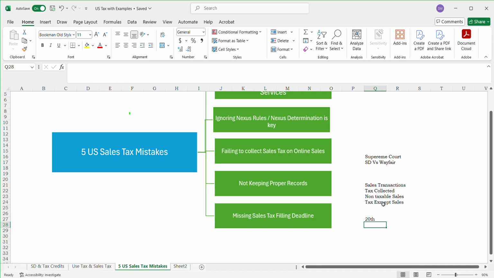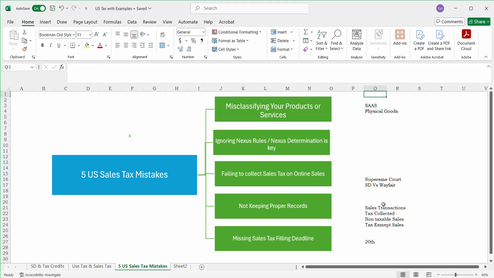These are the five top sales tax mistakes that we should avoid in order to save our money. The first one was misclassifying the products. The second is ignoring the nexus rules. The third is failing to collect the sales tax on online sales and e-commerce platforms. The fourth is not keeping the proper records, and the fifth is missing the sales tax filing deadline.